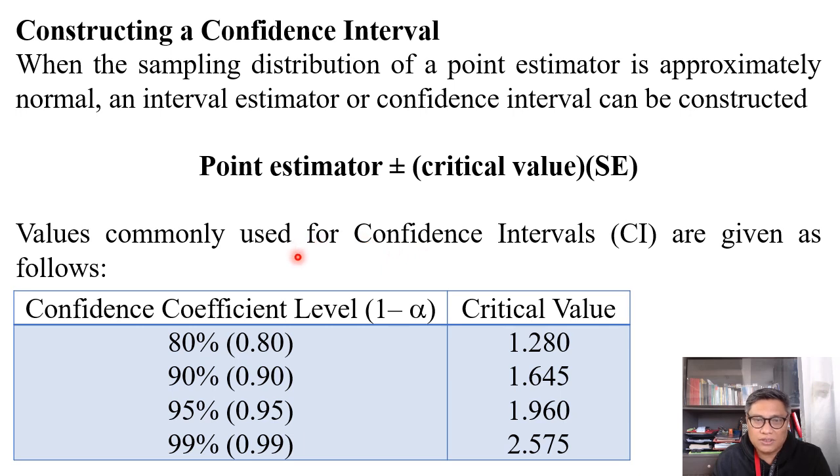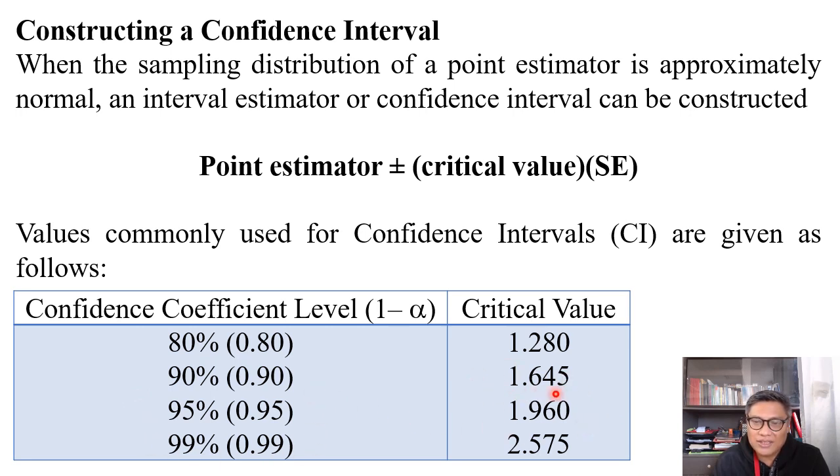So the common confidence intervals or CI are the following, class. The most common is the 95%. Seldom do we use the 80%, class. However, there are times that we use the 80%, but most often than not, we use the 95%. There are also times that we use the 90% confidence level. And when it comes to medical research or health-wise, pharmaceutical research, then we usually use the 99% confidence level.